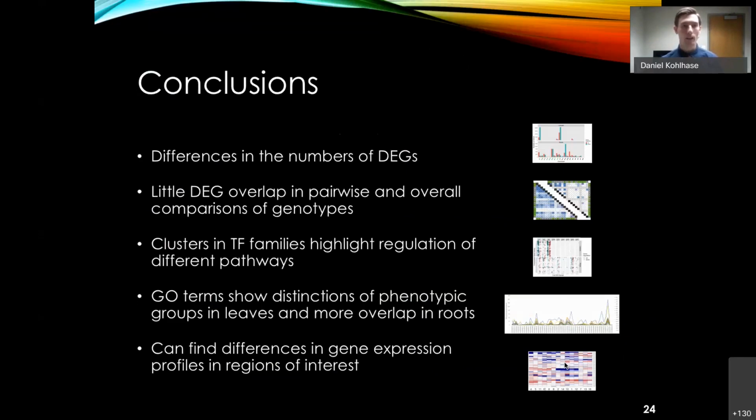So to wrap up, to summarize my results, we did see differences in the number of differentially expressed genes. We saw very little overlap in our pairwise and overall comparisons of the genotypes in terms of differentially expressed genes. Using transcription factors, we can see clusters of families, and this highlights the regulation of different pathways. Using GO terms, they can show distinctions between the phenotypic groups in the leaves. We saw the distinction between the phenotypic groups in the leaves, and then we saw more overlap in the roots. And then using gene expression profiles, we can look at specific regions of interest and look for differences between those other genotypes and Clark, which is what we know.